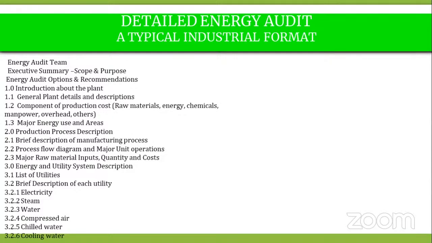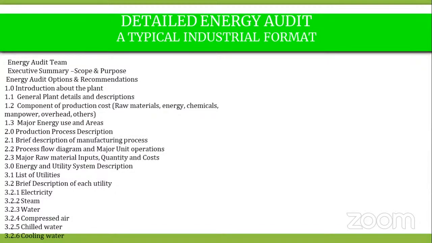Components of production cost. Raw materials, energy, chemicals, manpower, overhead, and other charges need to be listed as cost factors, because material and machinery are part of the industry. We need to ensure the cost of each and everything is detailed, so that the components of production cost can be compared at a later time when we give some suggestions. That is the most important point we need to take care of.